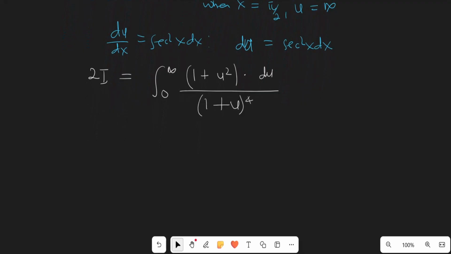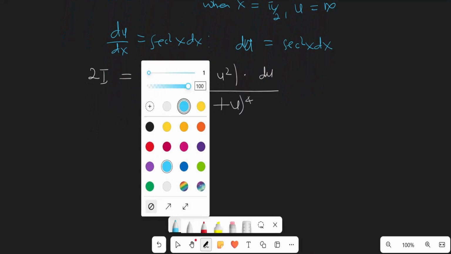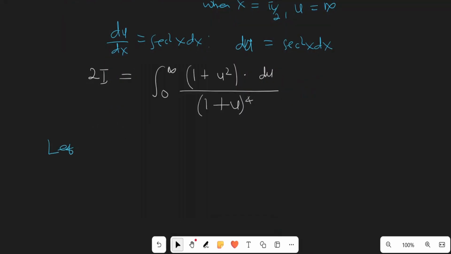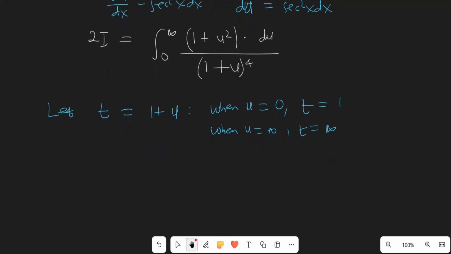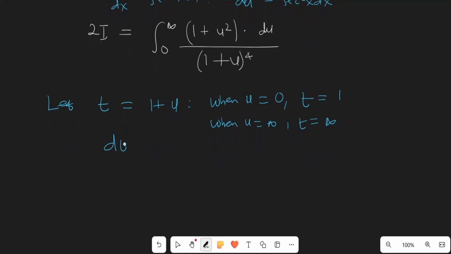This one, we can use another u sub again. We can let t be equal to 1 plus u. When u is equal to 0, t is going to be 1. When u is equal to infinity, t is going to be infinity plus 1, which is infinity. And dt du is going to be 1, so dt is going to be equal to du.